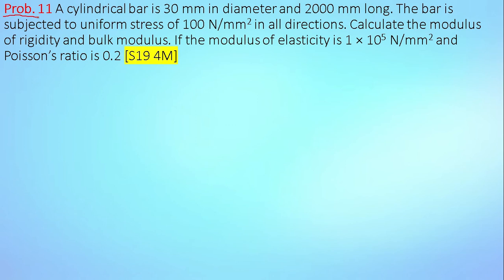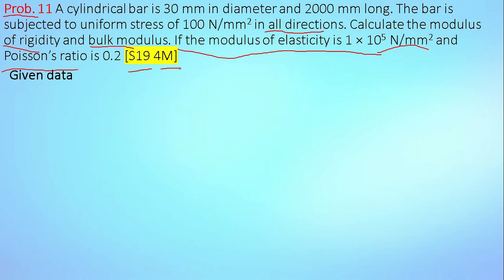Now problem number 11. A cylindrical bar is 30 mm in diameter and 2000 mm long. The bar is subjected to a uniform stress of 100 Newton per mm square in all directions. Calculate the modulus of rigidity and bulk modulus, if the modulus of elasticity is 1.1 into 10 raised to 5 Newton per mm square and Poisson's ratio is 0.2. This question is from the summer 19 paper. This was for 4 marks.